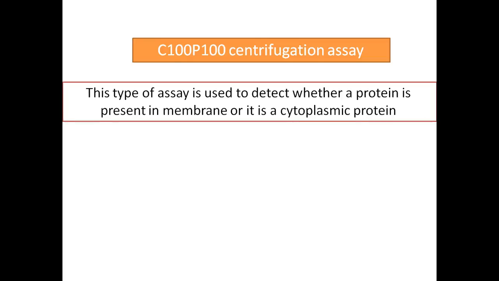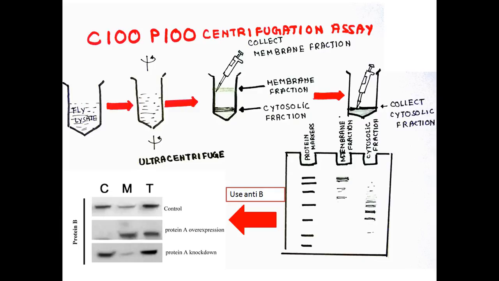So the basic principle of the assay is you have to take the tissue lysate or the cell lysate. In this particular case, you have taken the fly lysate from a Drosophila, and you do the ultracentrifugation. After ultracentrifugation, you would get two types of fraction. One is membrane fraction, another is cytosolic fraction. As the cytosolic fraction is heavier, you would find the cytosolic fraction in the bottom and the membrane fraction at the top. You would collect membrane fraction and cytosolic fraction separately.